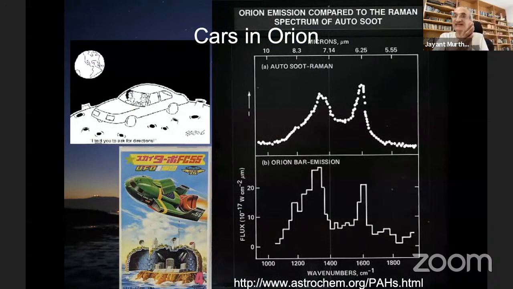We infer, as I said, that the dust grains are made up of these heavier elements.